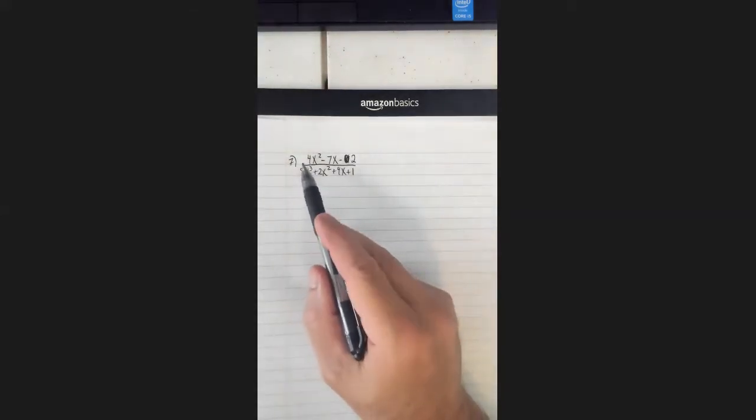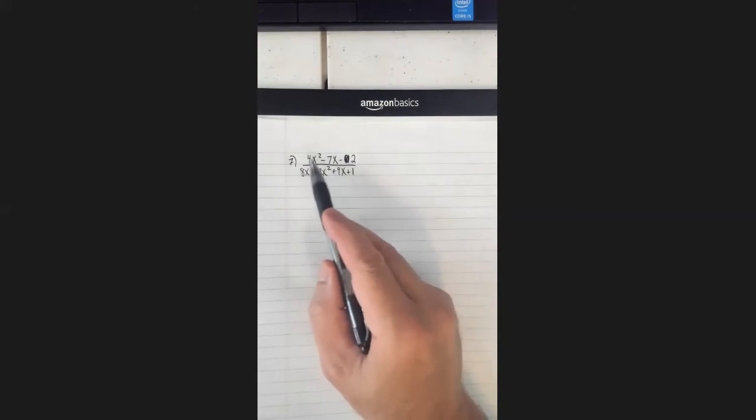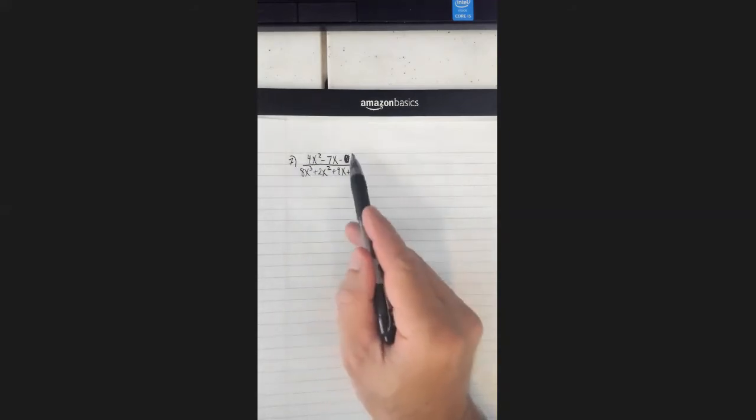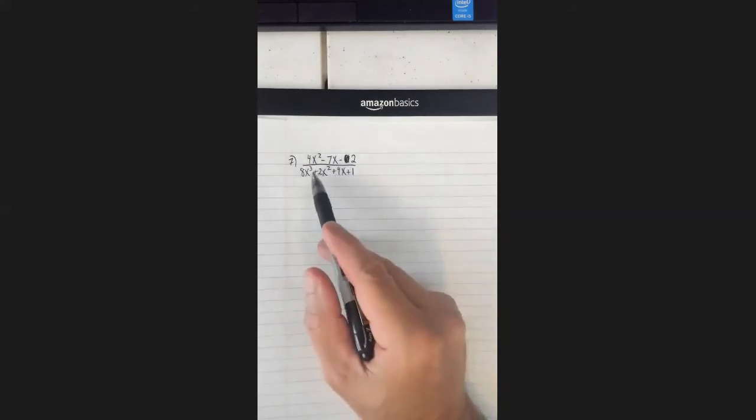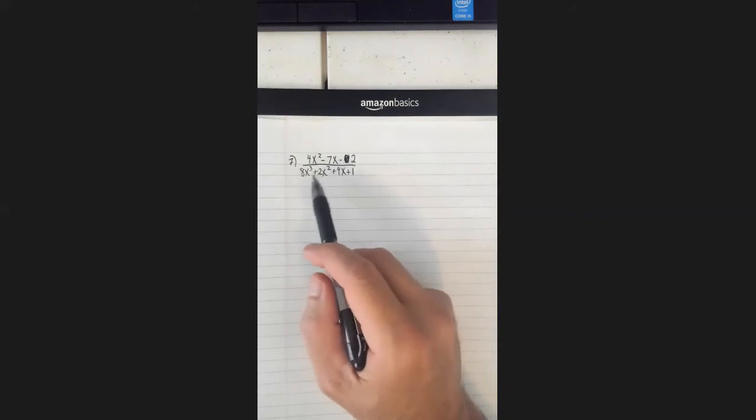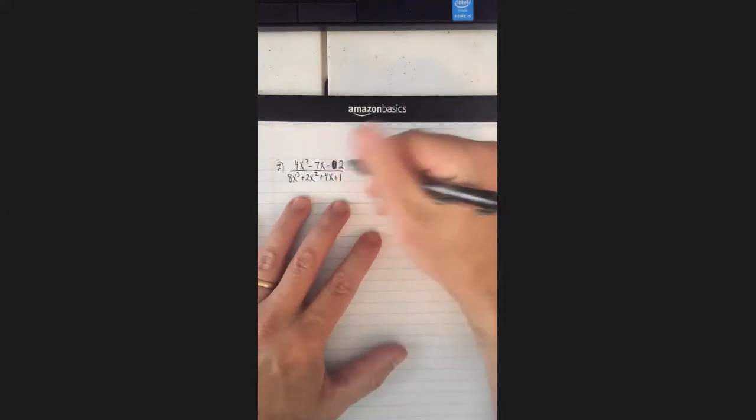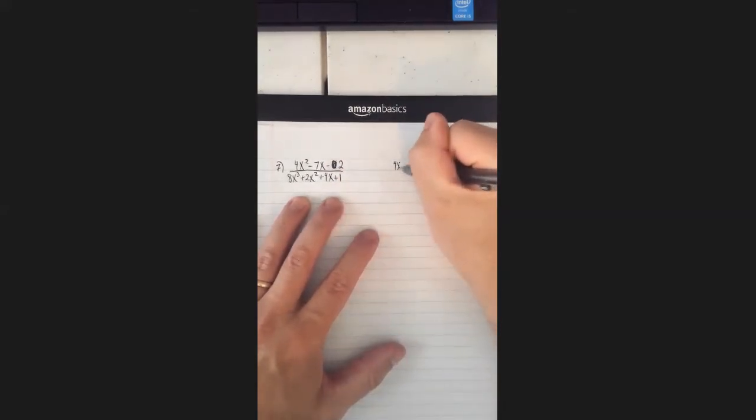All right, here's another example. In this example, we do have a value here for a. So again, I've got to factor this trinomial and then factor this again. It has 4 terms, so I know I'm doing my grouping. So factor by grouping.